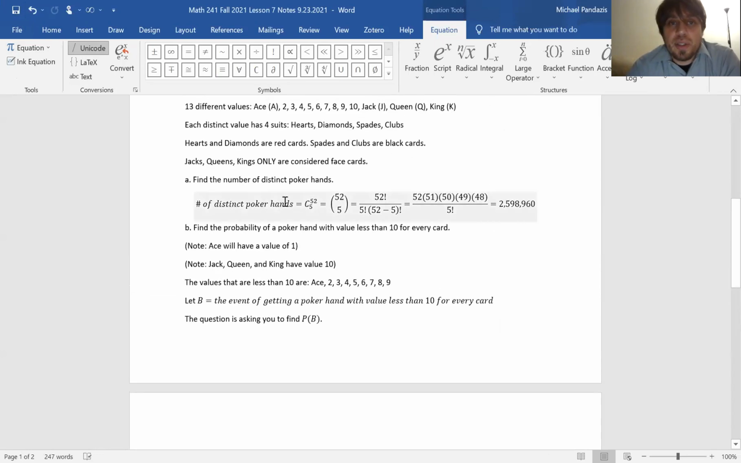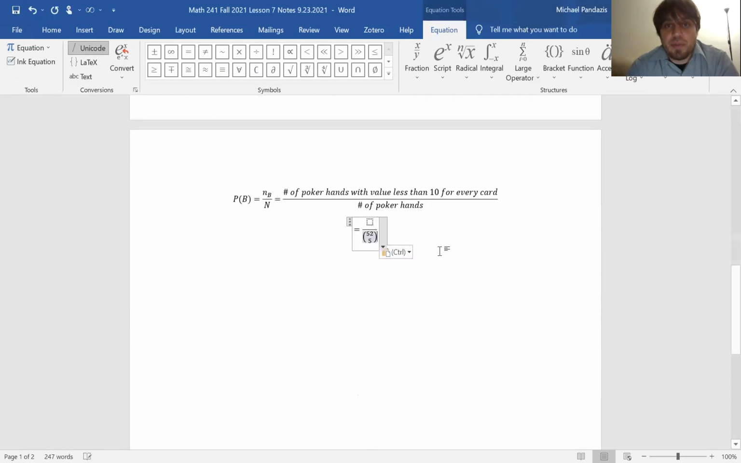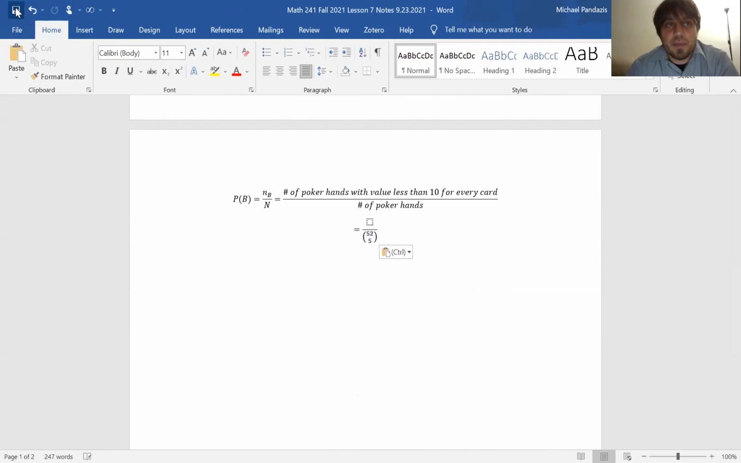Okay, so starting off with something easier, the number of distinct poker hands is 2,598,960. We already calculated it. And it's this 52C5 value. So the denominator is 52C5. We already know that. The numerator is the number of poker hands with value less than 10 for every card.